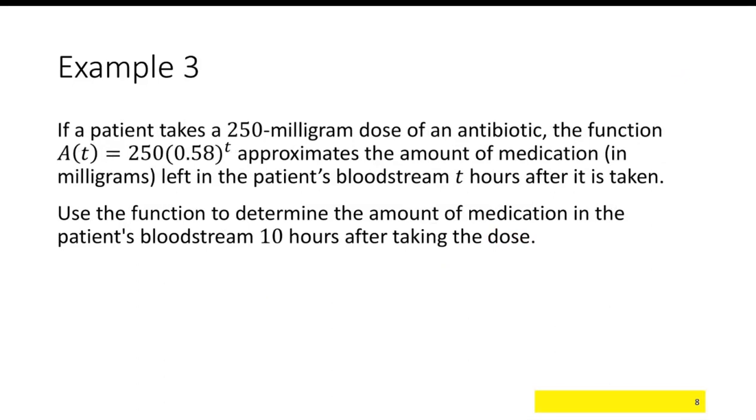If a patient takes a 250 milligram dose of an antibiotic, the function a of t equals 250 times 0.58 to the t approximates the amount of medication in milligrams left in the patient's bloodstream t hours after it was taken. So let's use the function to determine the amount of medication in the patient's bloodstream 10 hours after taking the dose. So basically we want to replace t with 10. And that'll be 250 times 0.58 to the 10th.